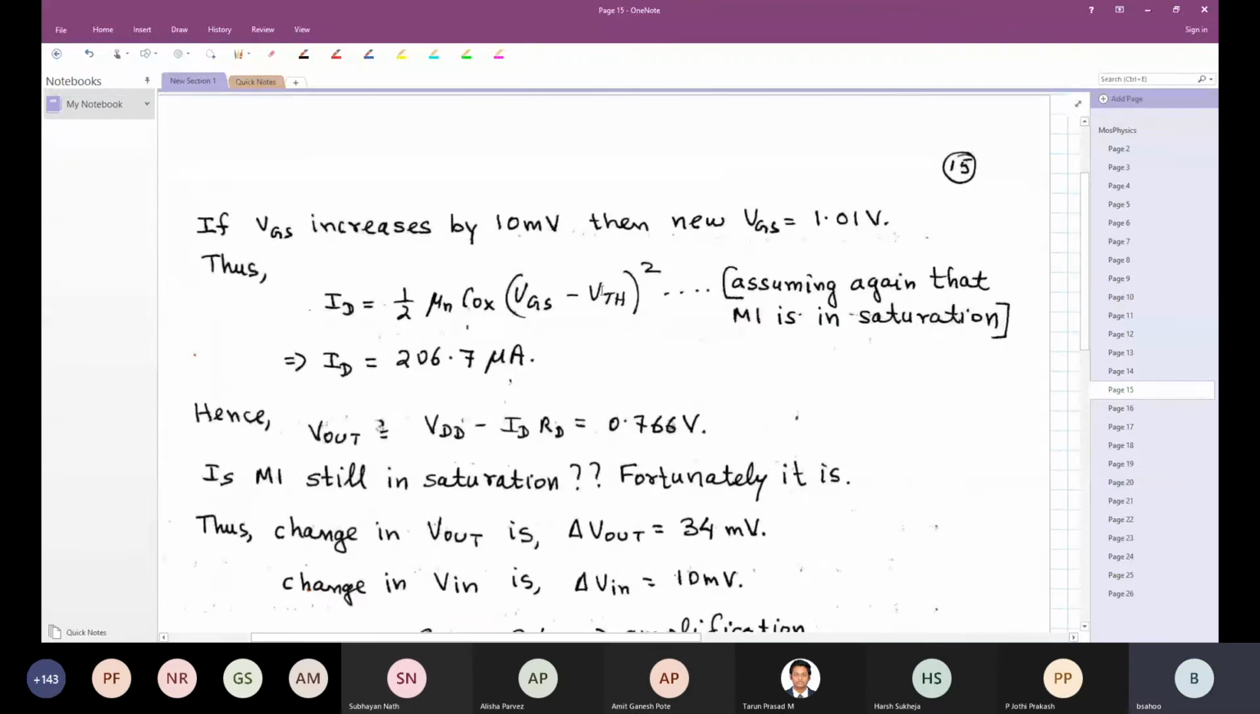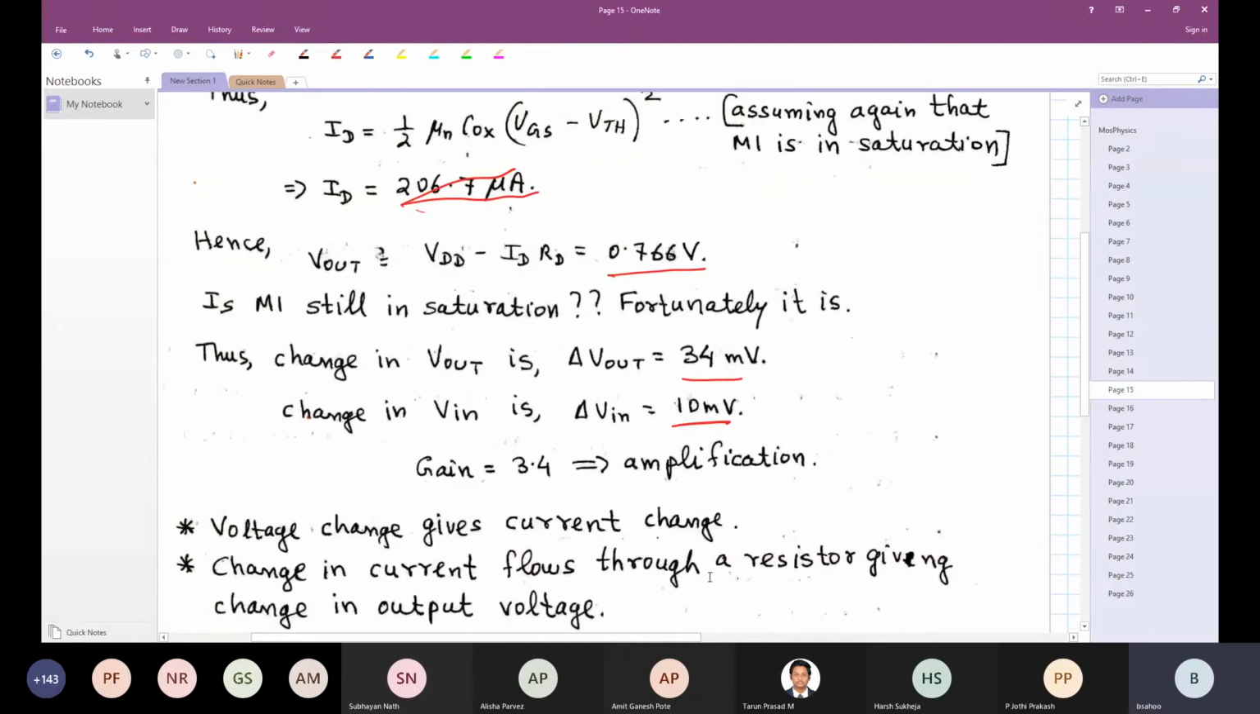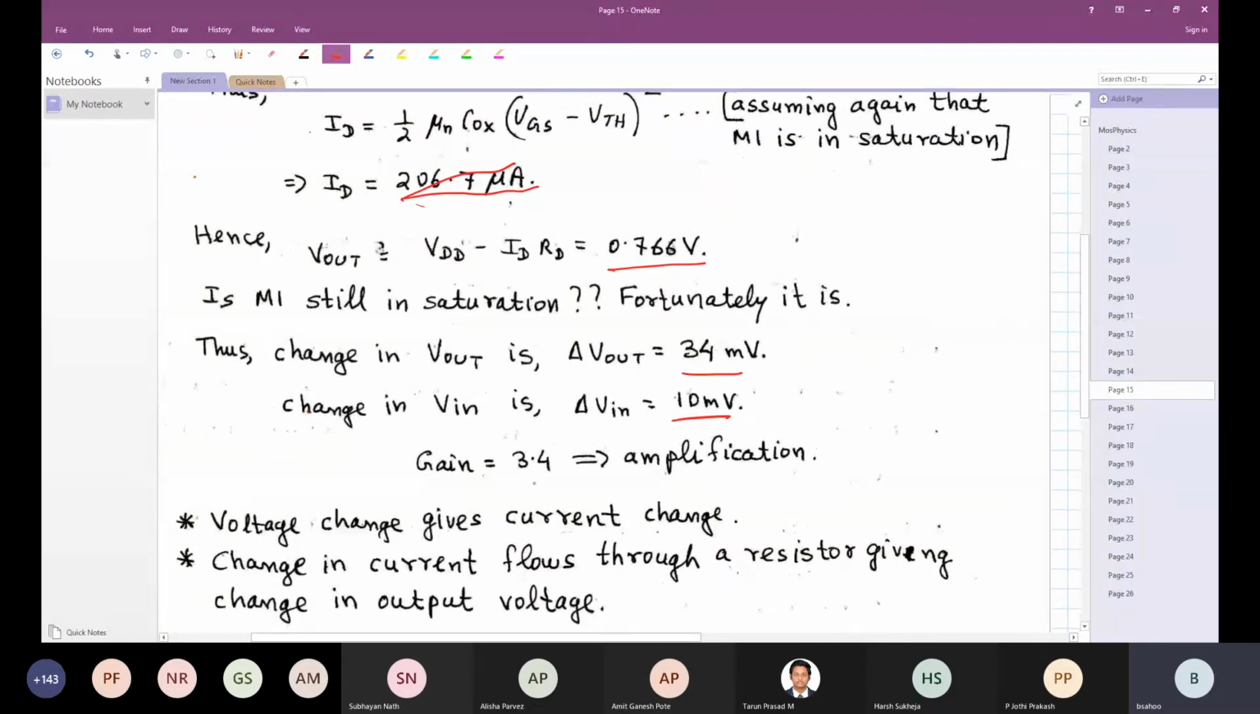Now, if VGS increases by 10 millivolt, then new VGS is 1.01, correct? So ID will be given by this value here. Again, assuming it is in saturation, and we'll confirm that it is still in saturation. We get this, fortunately it is. So change in V out is 34 millivolts. Change in V in is 10 millivolt. So therefore, we have an amplification. We have amplified the signal. I gave a 10 millivolt change at the input. I got a 34 millivolt swing at the output. So we have built an amplifier.